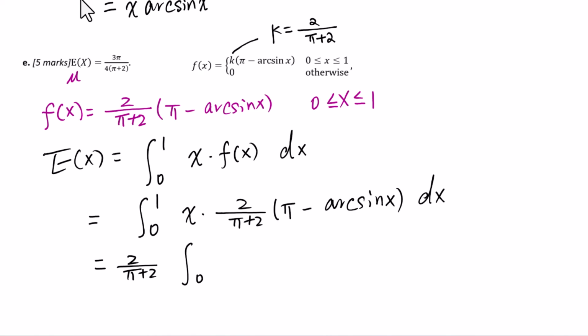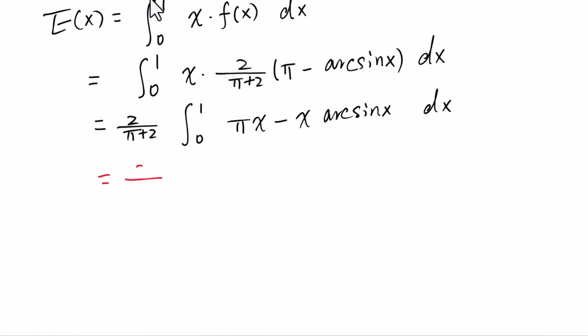Integral from 0 to 1. Do the distributive property: (pi x minus x times arc sin x) dx equals 2 over (pi plus 2). Take out pi x, which will be pi times x squared over 2. Then minus.